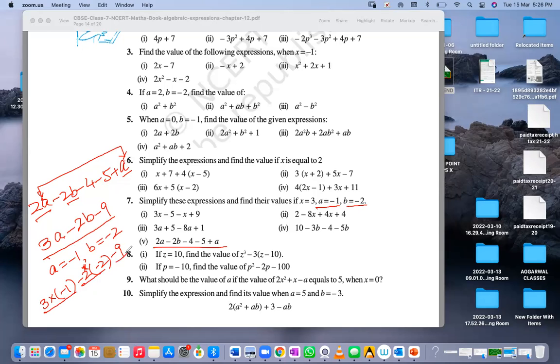Every term will give you some result. 3 into -1, you get -3. -2 into -2, you get +4. Positive 4. -9 is the third term. And now you simplify just like algebra. So 4 minus 3 is 1, 1 minus 9 is -8. -8 is the final answer.